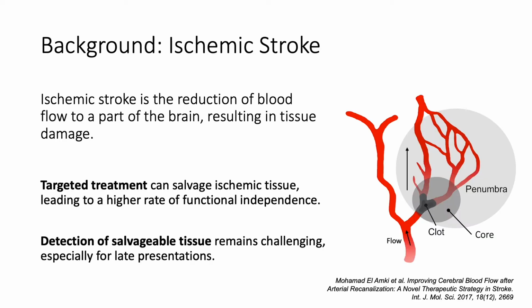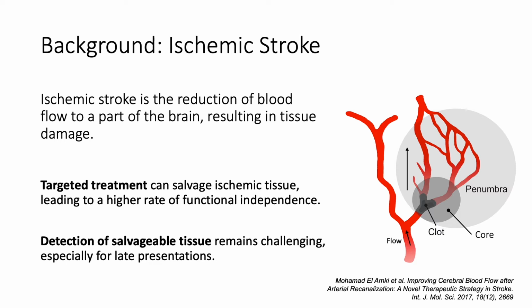Let's start off with some clinical background information on ischemic stroke. Basically, ischemic stroke is the reduction of blood flow to a certain part of the brain, resulting in tissue damage. This is a continuous process. Let's take this image as an example.